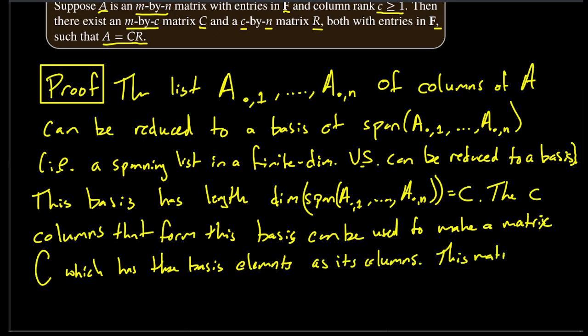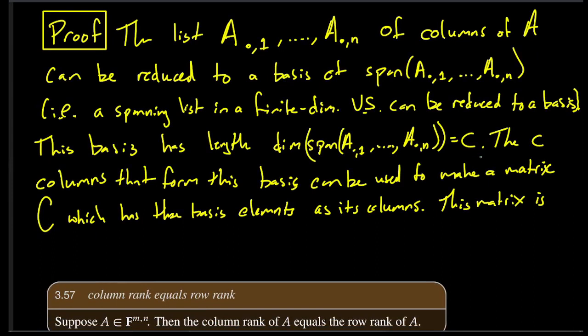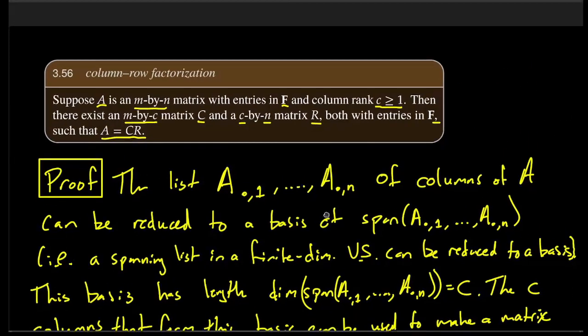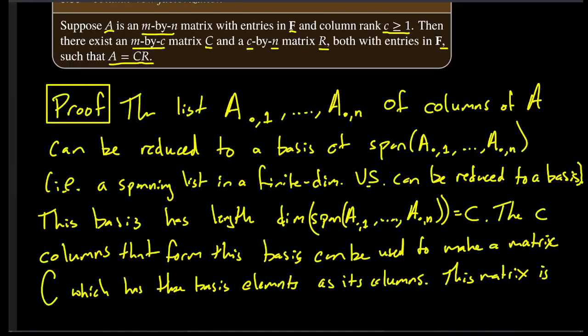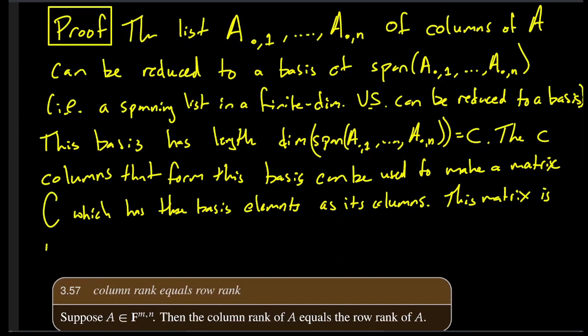This matrix is now, so all of its columns have length, well, we've got m rows and n columns in A, so each of these columns here has m entries in it. Okay, this matrix is m by c, little c, since there are c columns.